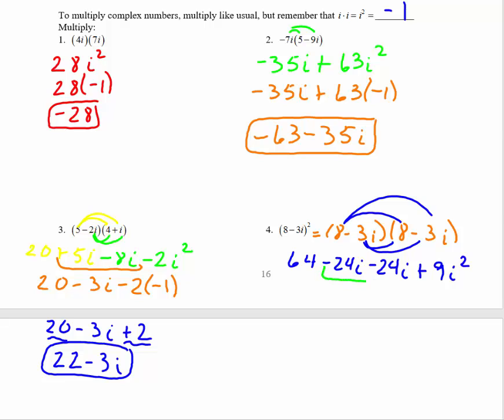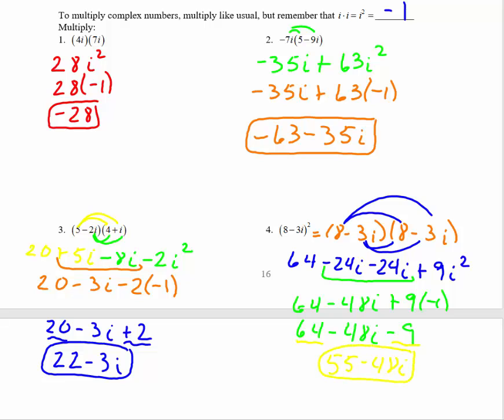So putting like terms together, those do not cancel each other out. They actually combine to make a negative 48i, and I have plus 9, and i squared is negative 1. So you end up with 64 minus 48i, and 9 times negative 1 is negative 9. So then we'll need to combine the 64 minus 9, which gives me a 55 minus 48i. Try putting the real part first and the imaginary part always second.